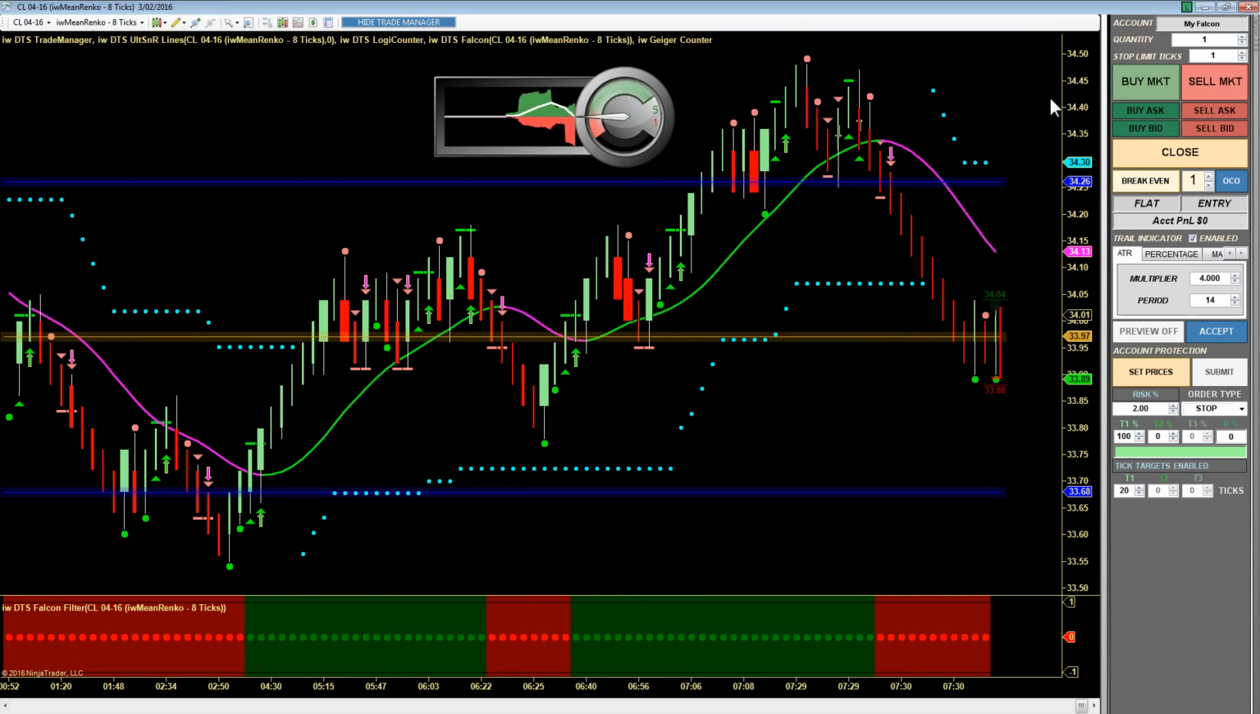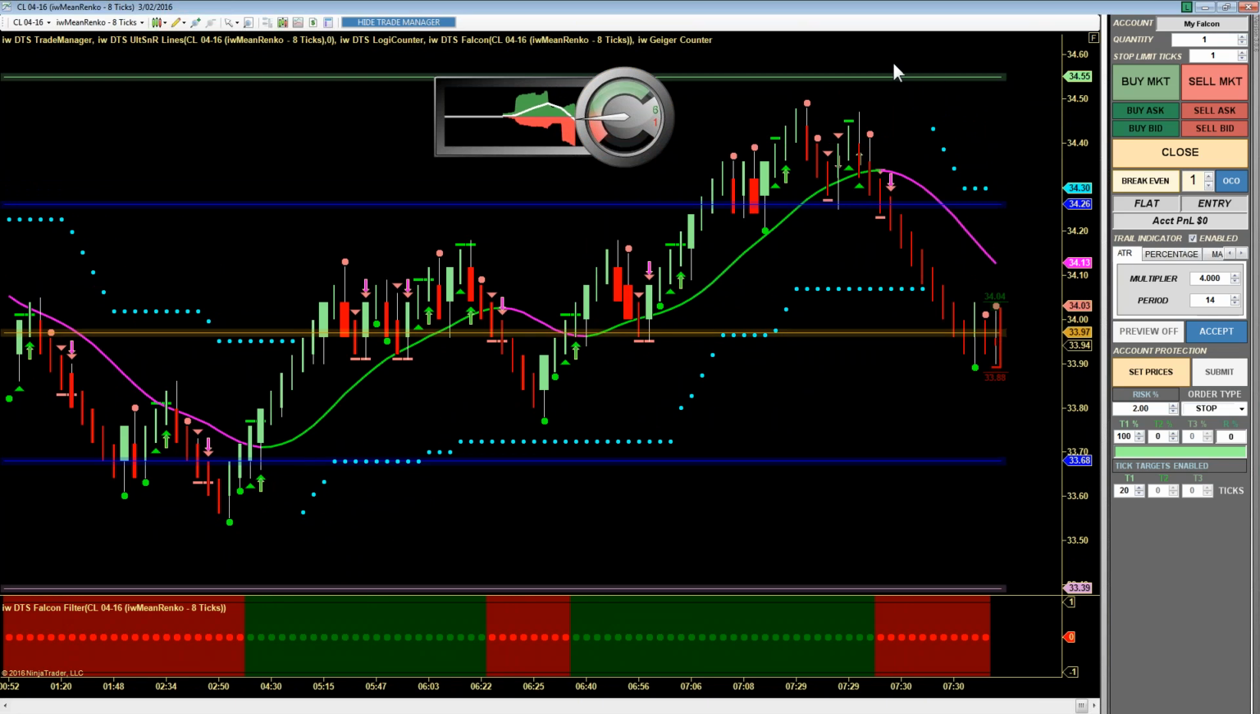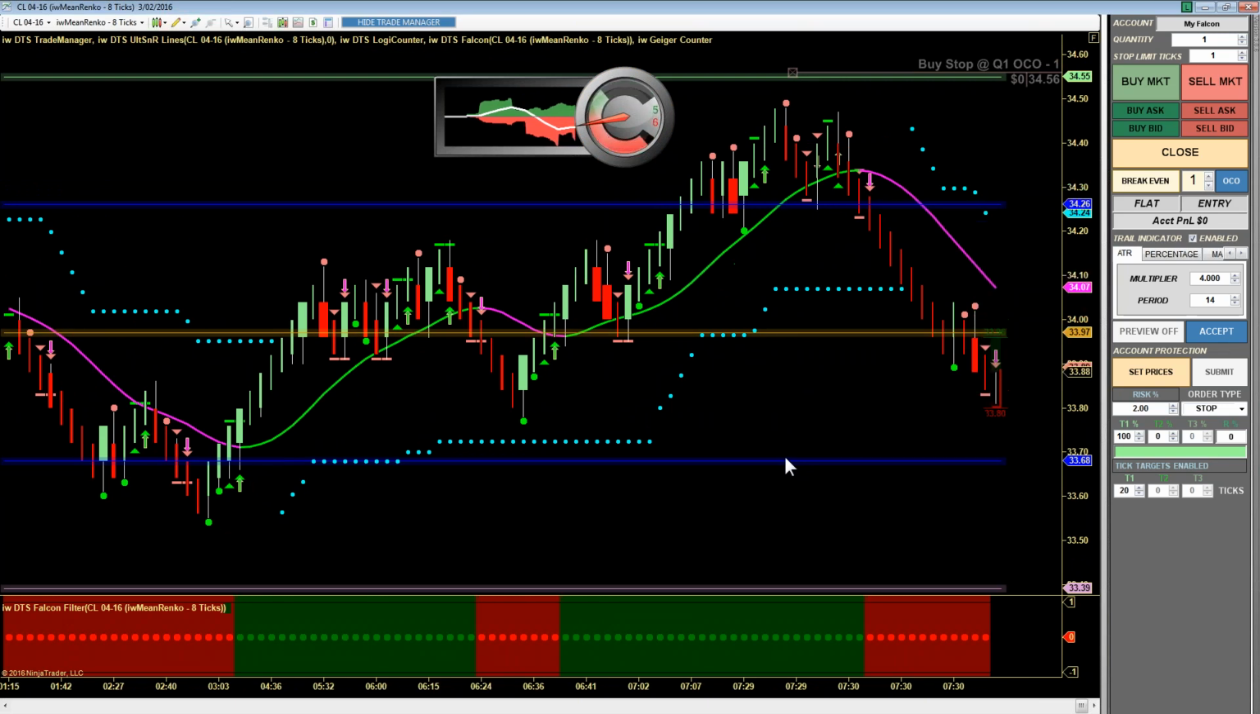Okay, so it looks like we're going to have a top up here. So I'll use my OCO function. We're going to put a buy order in. I'll use the support and resistance line to buy above. And they're still trickling lower here. We'll see where they give us an uptick.